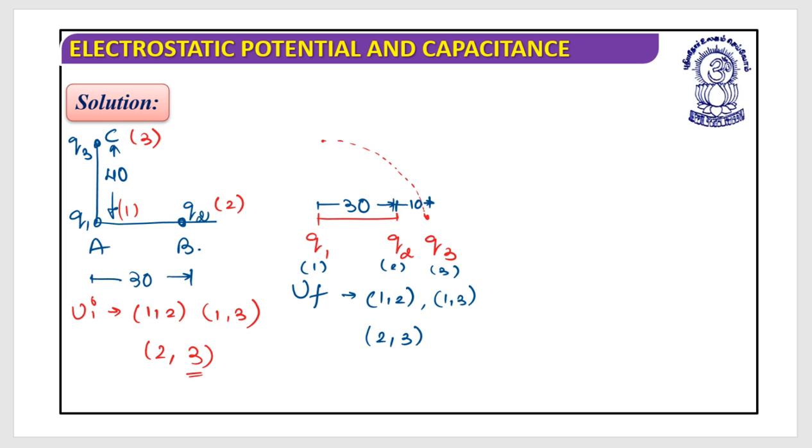And next is the 2 comma 3. Yes, this would be the situation. So let's write down the initial potential energy first. Initial potential energy: for 1 comma 2, it's K multiplied by Q1 multiplied by Q2 divided by 30 centimeter. Now for 1 comma 3, it's K multiplied by Q1 multiplied by Q3 divided by 40 centimeter.